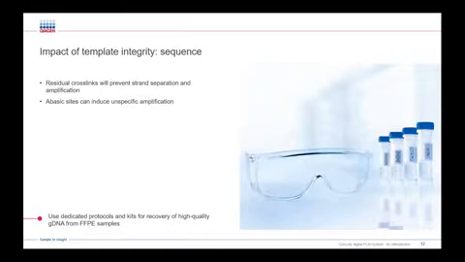Frequently, strong degradation of template DNA or RNA goes hand in hand with reduced sequence integrity due to residual crosslinks. These will prevent strand separation and amplification. In addition, abasic sites can induce unspecific amplification and detection. Therefore, care should be taken that dedicated protocols and kits for recovery of high-quality gDNA from FFPE samples are used.